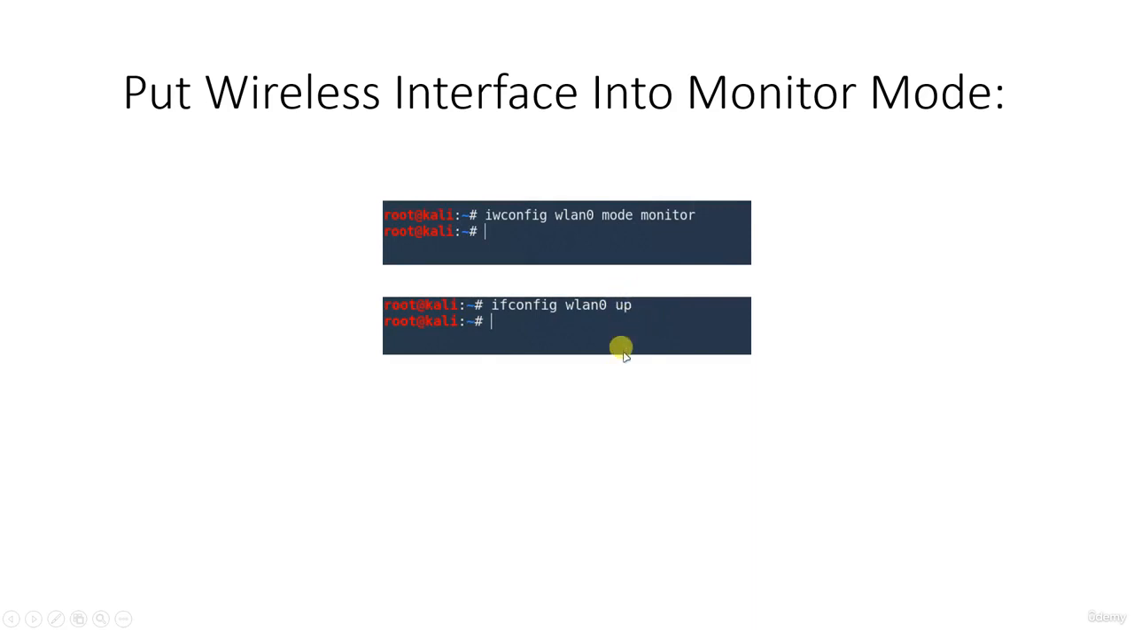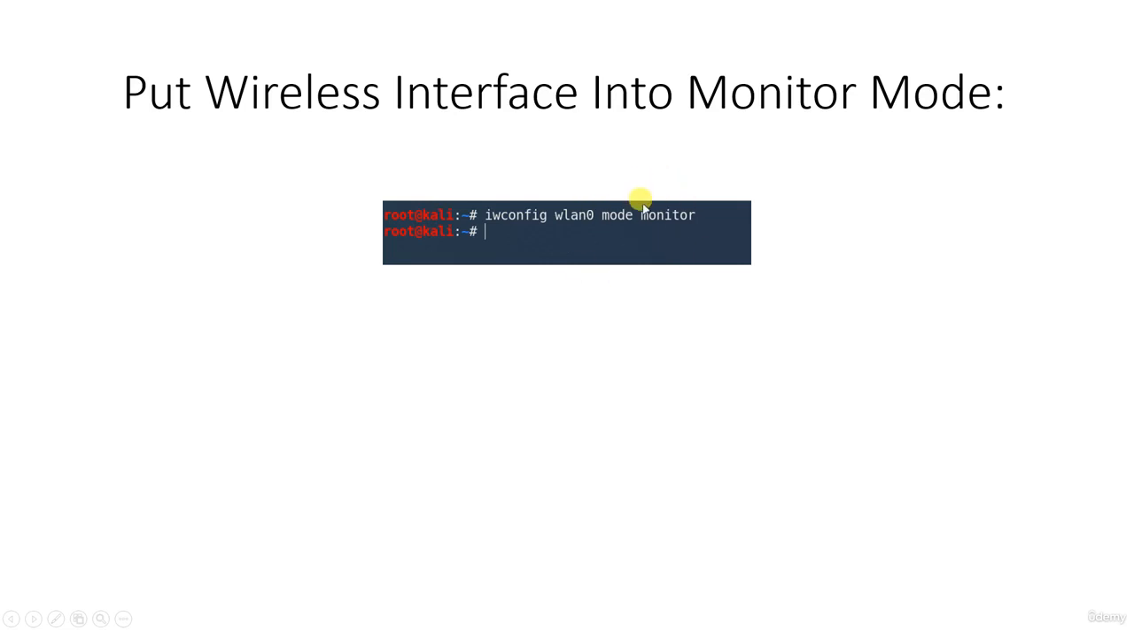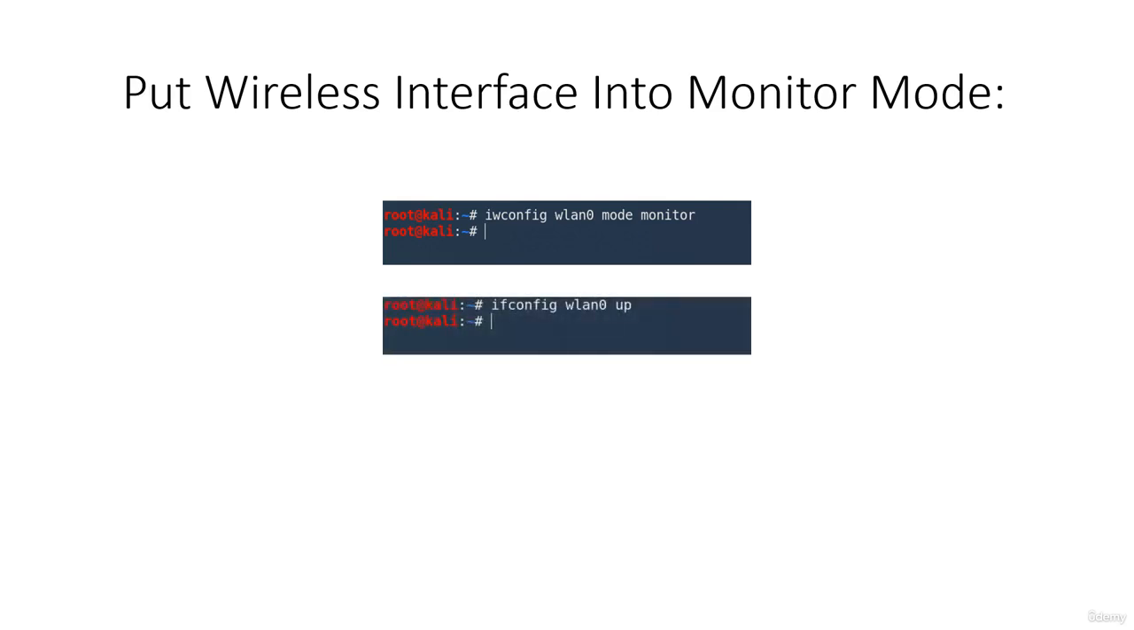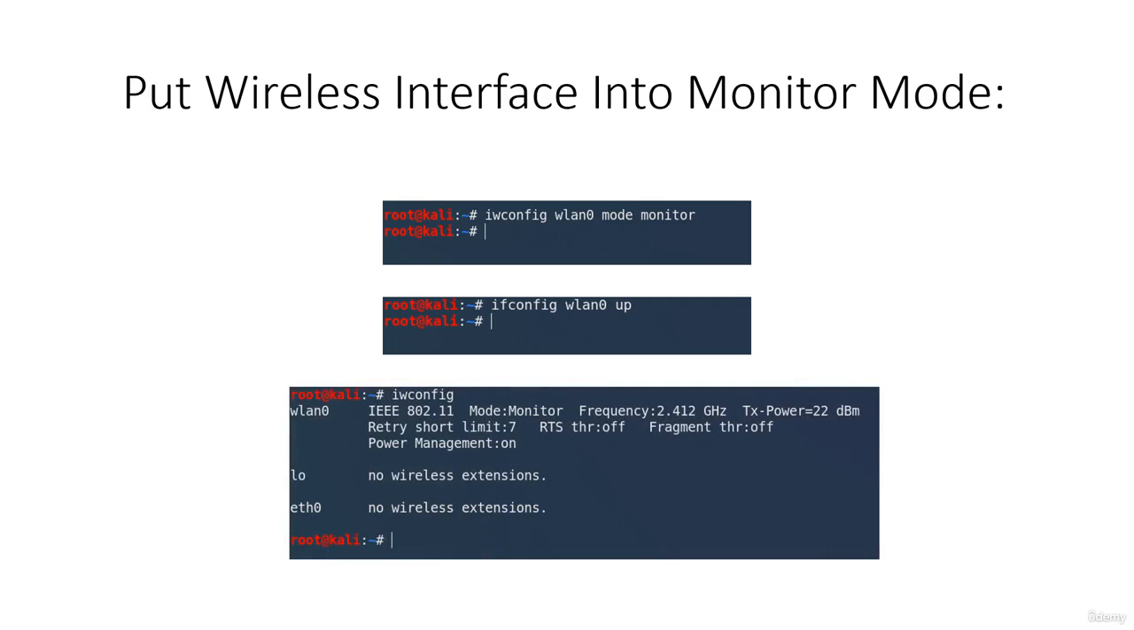This will put the wireless interface into monitor mode, and after that, previously we disabled the network interface, now we have to enable it. So just type ifconfig wlan0 up and the network interface will appear, with your wireless interface card in monitor mode. Then simply type iwconfig, and as you can see, it's now in monitor mode.